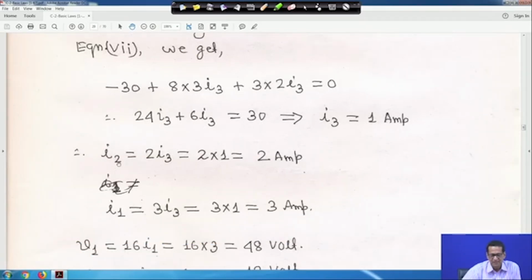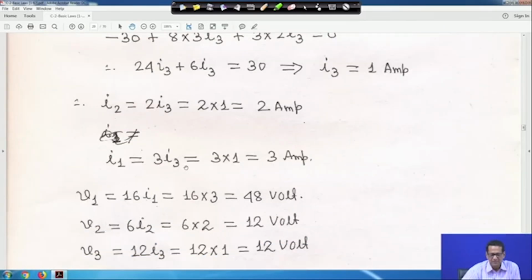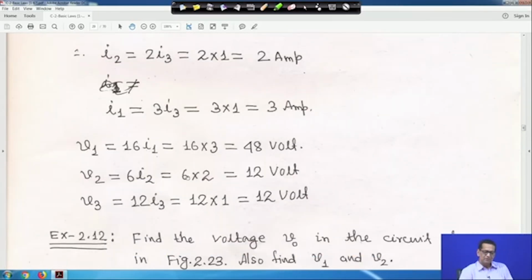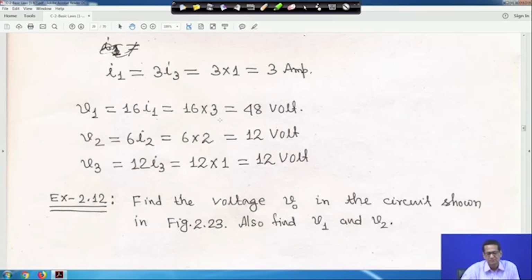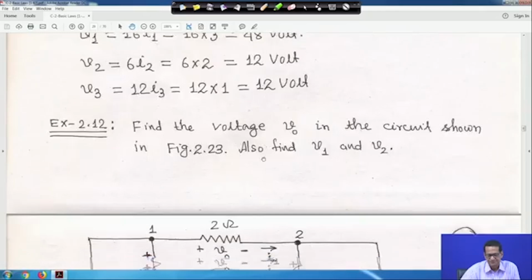We have the relation I2 is equal to 2 I3, so I2 is equal to 2 ampere, and I1 is equal to 3 I3, so I1 is equal to 3 ampere. Now, V1 is equal to 16 into I1, so 16 into 3, 48 volt. V2 is equal to 6 into I2, so 6 into 2, because I2 is 2 ampere, so 12 volt. And V3 is equal to 12 I3, 12 into 1, is equal to 12 volt, right. So here you can easily solve it, only you have to judiciously see how quickly you can solve it by putting one equation into another.